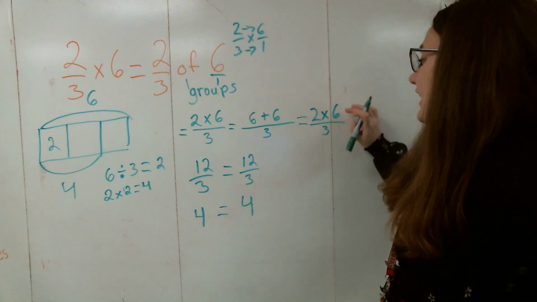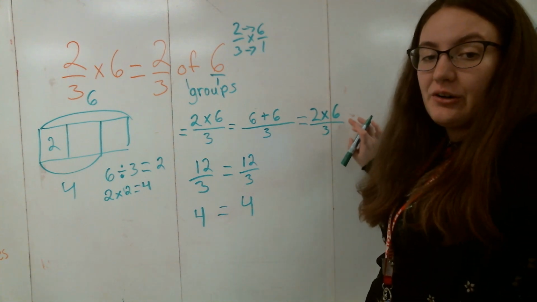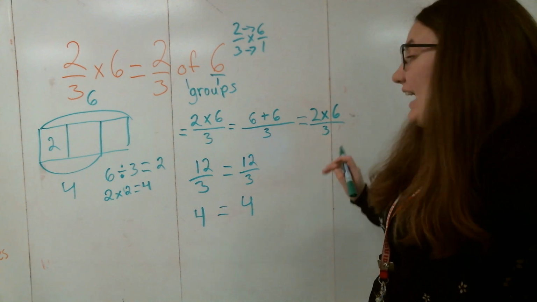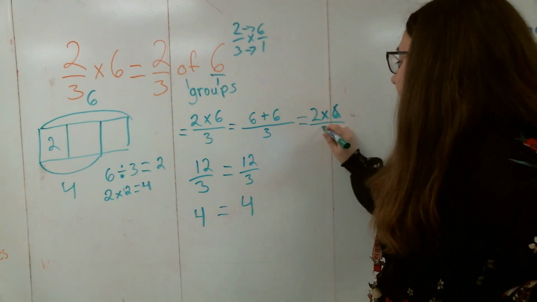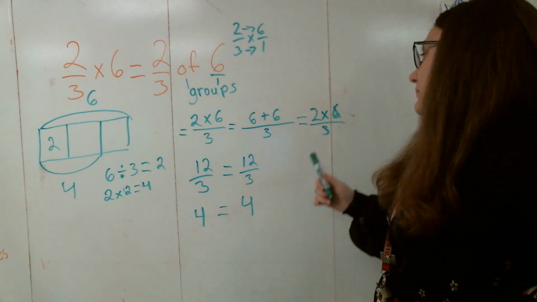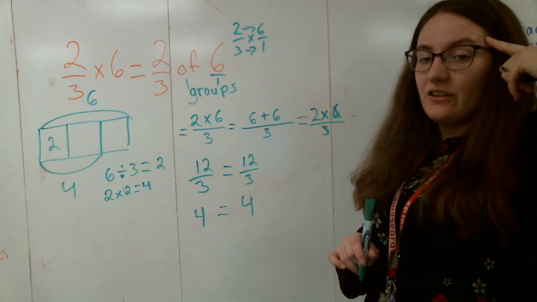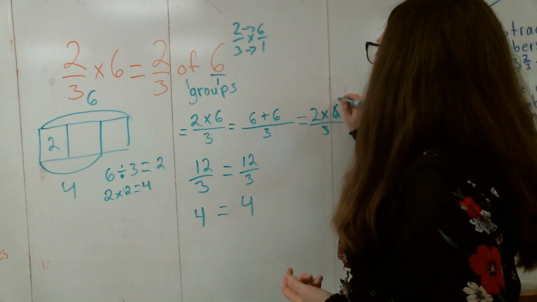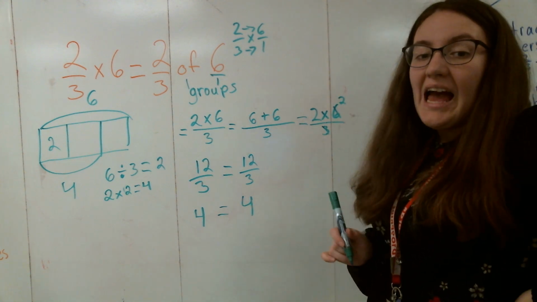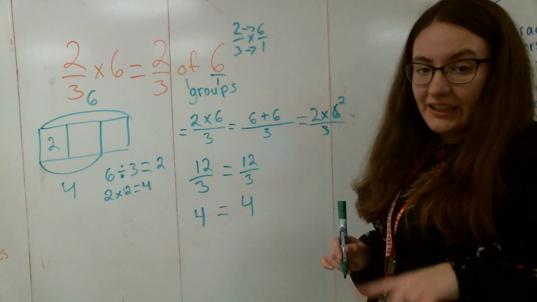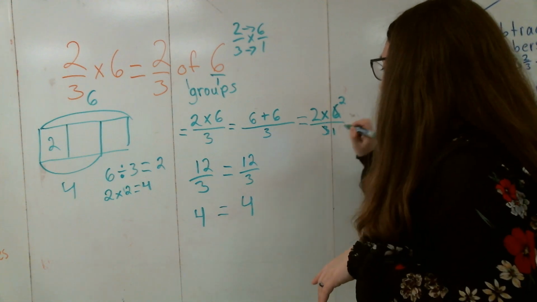So what I can do is I can look at 6 and 3 because I know that I can divide both 6 and 3 by 3. So what I'm going to do is I'm going to cross out both of these numbers and I'm going to think in my head, what is 6 divided by 3? Well, 6 divided by 3 is 2. And then 3 divided by 3 is 1. So I'm going to put a 1 right next to that.